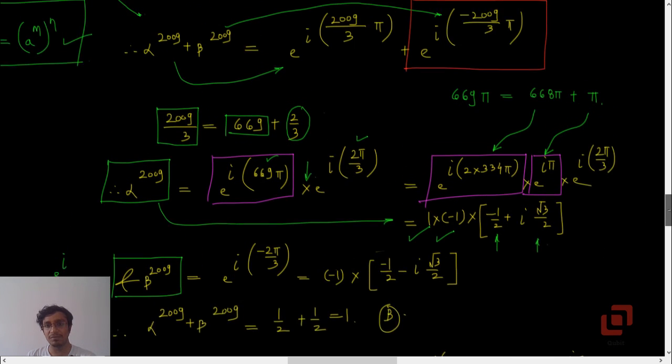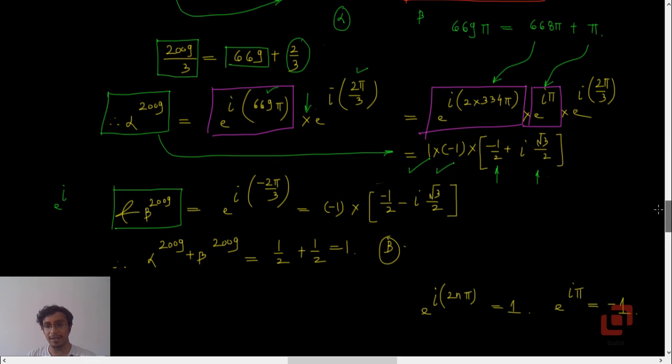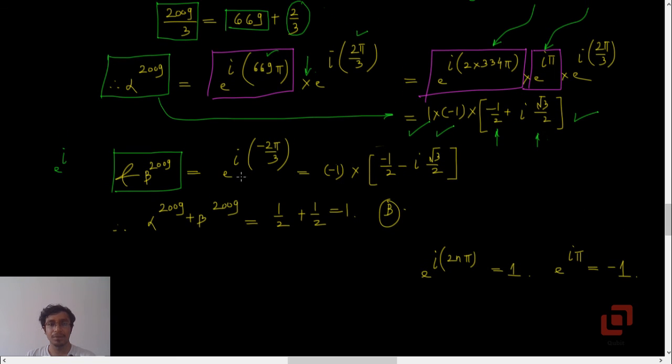Alternately, you may observe that this root beta is the reciprocal of alpha, isn't it? Because this is plus and this is minus. So you may find beta as the reciprocal of this complex number. You will be required to multiply this by its complex conjugate. If you find it, then it turns out to be negative 1 into minus 1 upon 2 minus i into root 3 by 2.